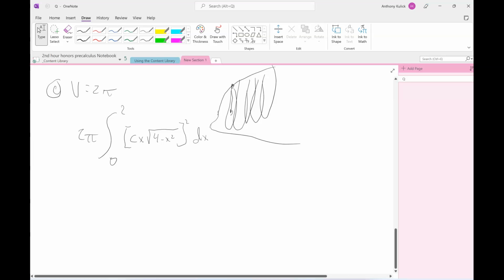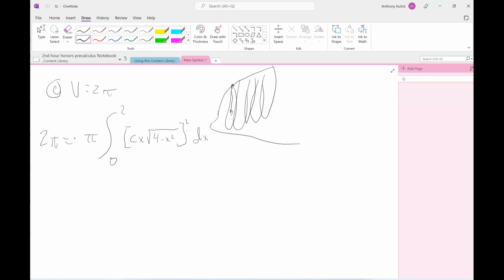Oh, I don't know why I wrote 2 there, just pi. So we have pi times the integral should be equal to this, right? And we're solving this for c. Oh, yeah, they plug this back in. Everybody agree that that's what we're doing?